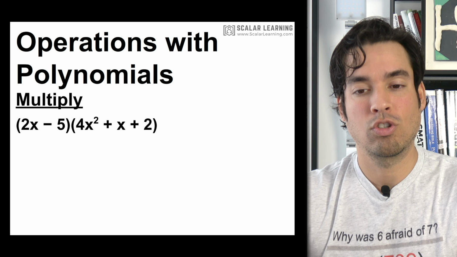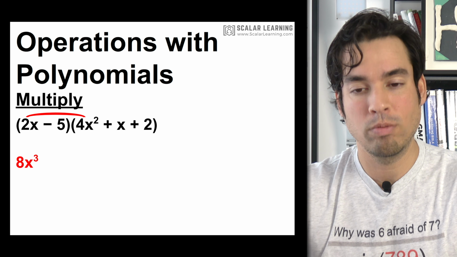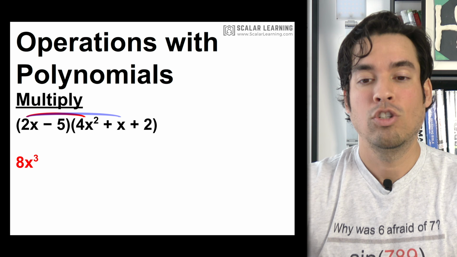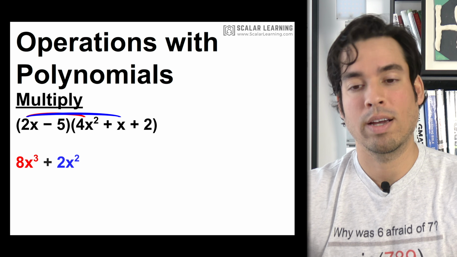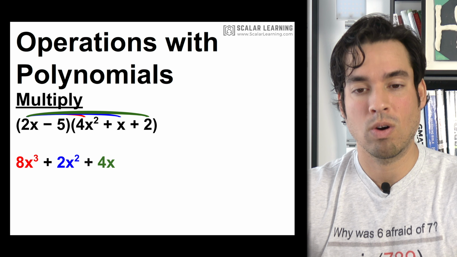So first I do 2x times 4x squared, which gives me a nice 8x cubed. Again, the exponents are being added, and that x is also x to the first. 2x times x gives me 2x squared. And then 2x times 2 gives me a nice 4x.